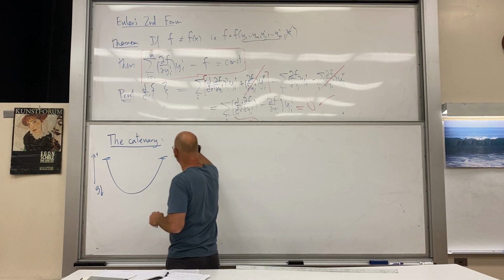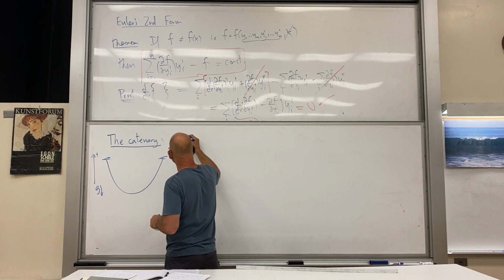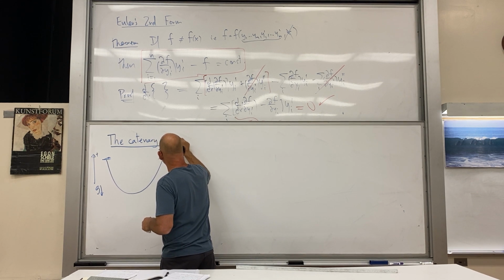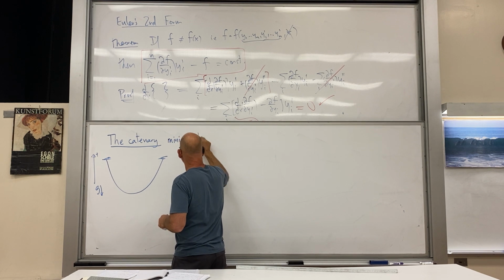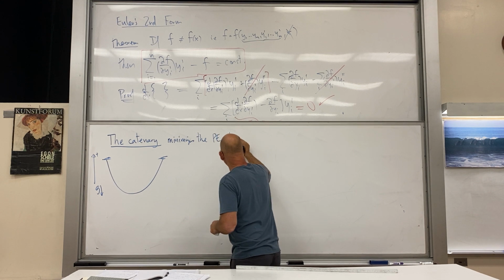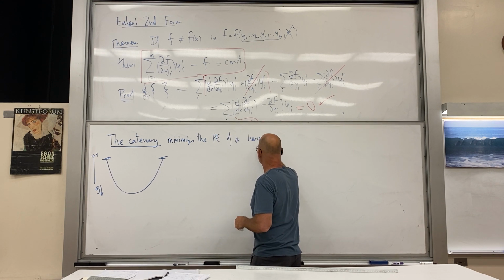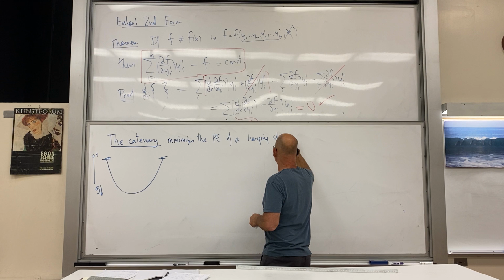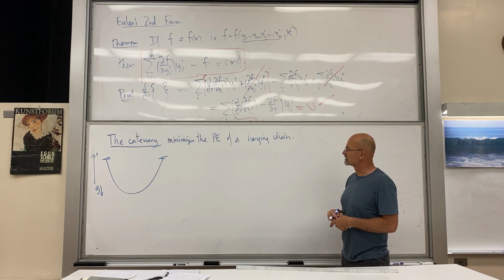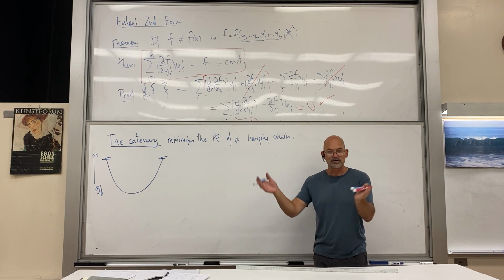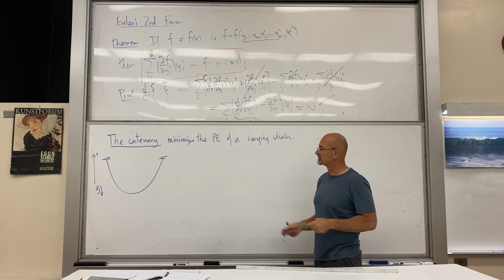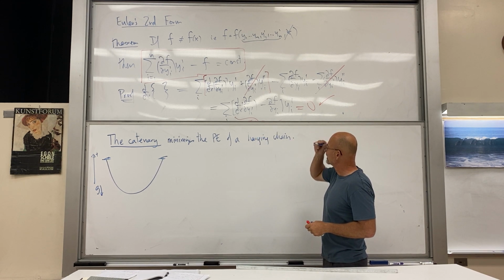So the catenary minimizes the potential energy of a hanging chain. That's why it has this beautiful shape, like a bridge, a necklace, that kind of thing. Okay, it's really a hanging chain.